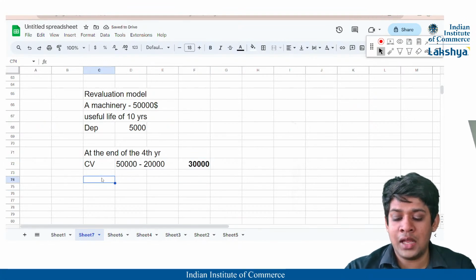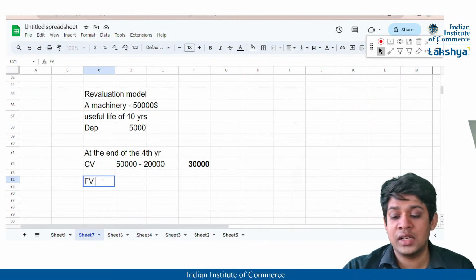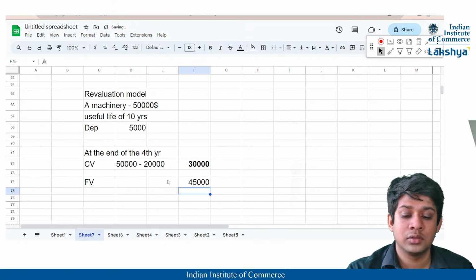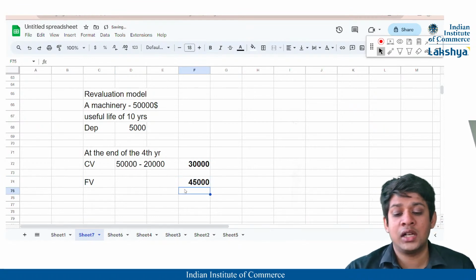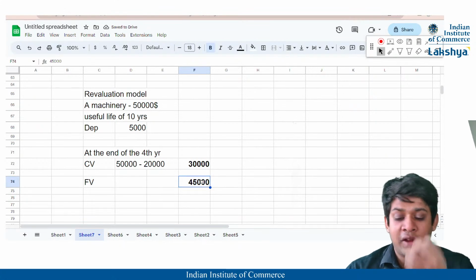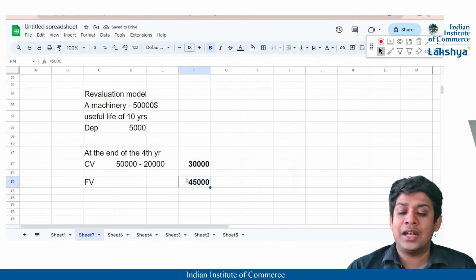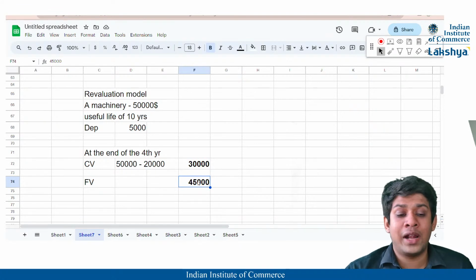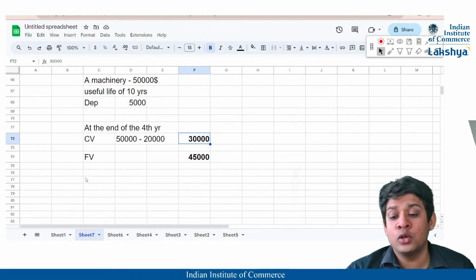Now on this date, maybe the fair value of that asset in the market is actually showing to be 45,000, right? The fair value of the asset out in the market is shown to be $45,000. So technically guys, if I go and sell this asset in the market today, its value is $45,000. So why am I carrying it at $30,000? I should increase it to $45,000, correct? Right? So to show an up-to-date value of my assets, I will actually revalue my asset.